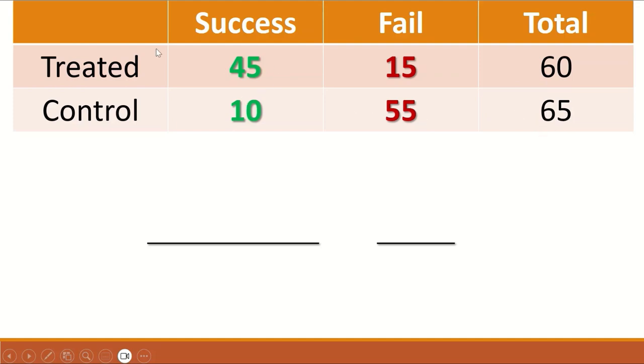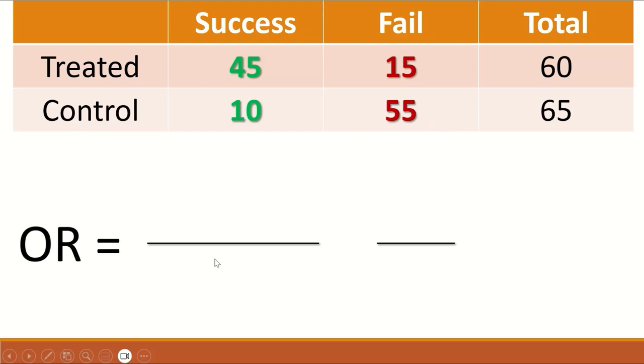So here for the treated group, the event happening is 45, and the event not happening is 15. And the same for the control. Event occurring is 10, events not occurring is 55. So the odds for the treated is 45 divided by 15, and for the control is 10 divided by 55.